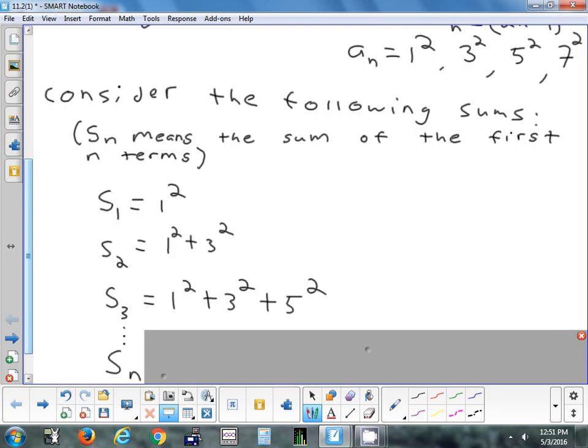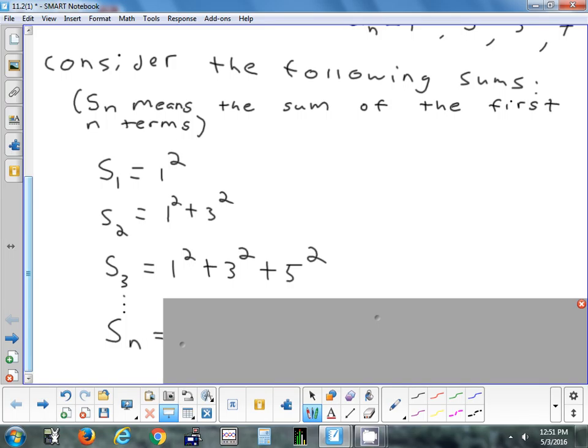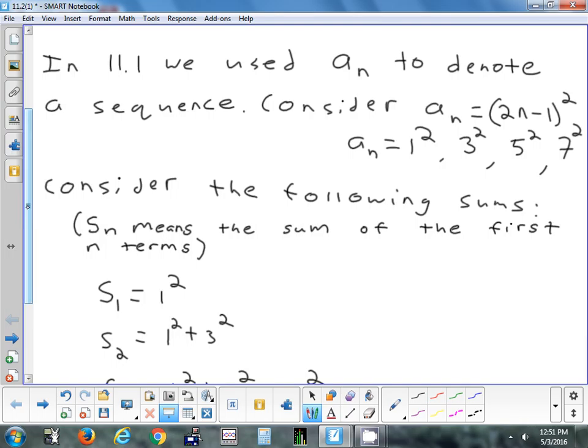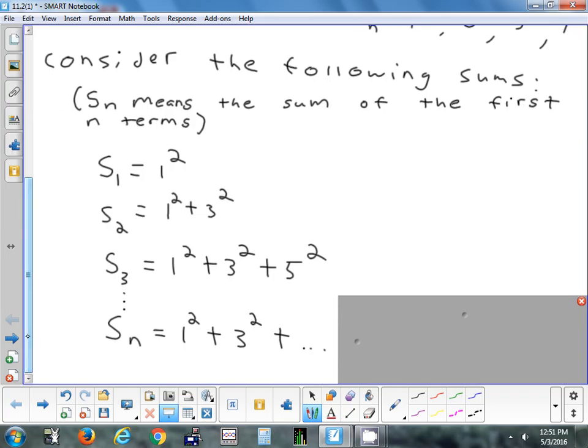And lastly, if we were going to do S sub n, you're adding up 1 squared plus 3 squared, plus 5 squared, plus 7 squared, however high you're going to go. And what is your last term you're adding up? It's the nth term. So you would just plug in n, and it's (2n minus 1) squared. That's the nth term.